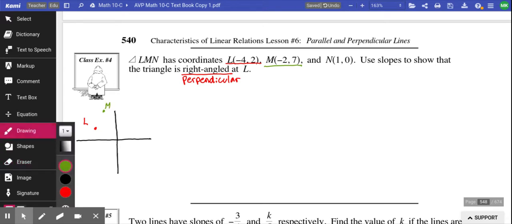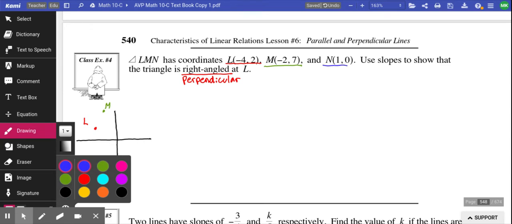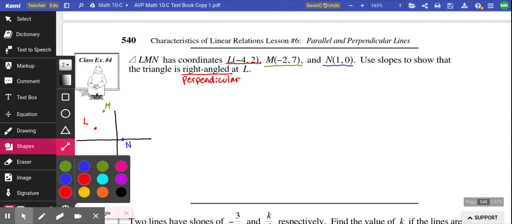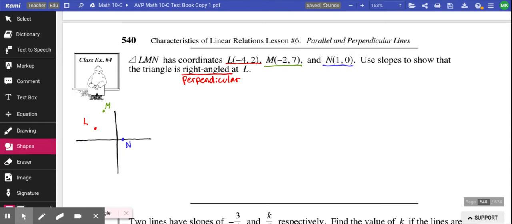And point N is at (1, 0). So it'd be 1 to the right and then 0, right there. And they're saying that this is a triangle. So we could connect the dots to create a triangle between these lines.